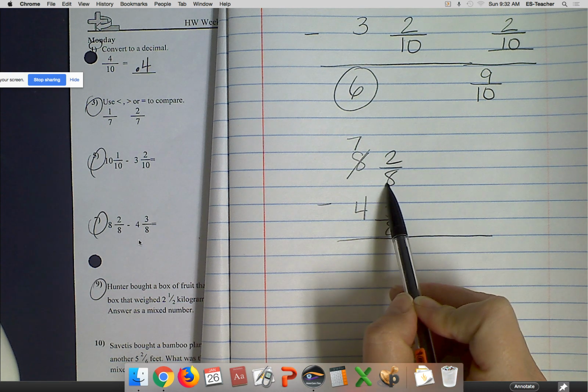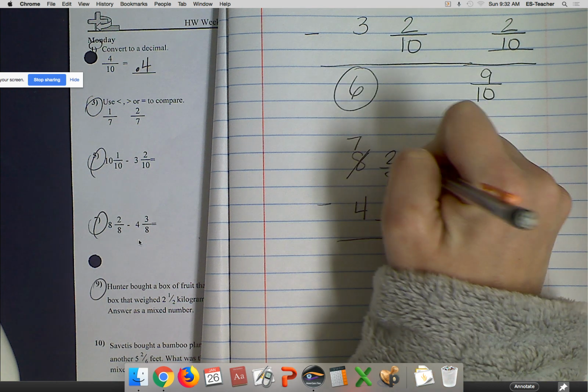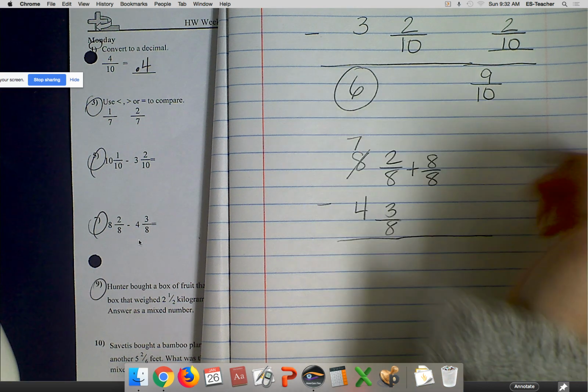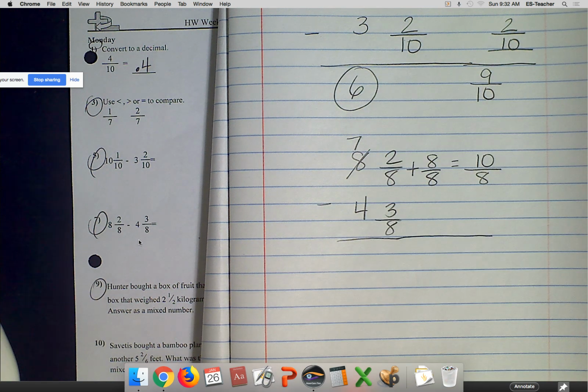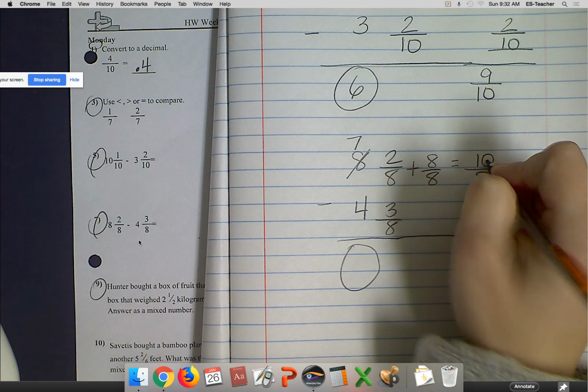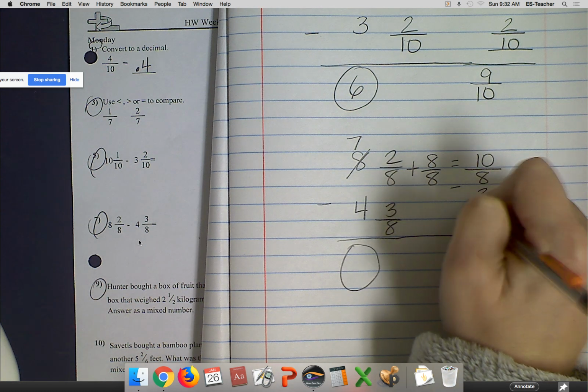I'm taking 1, and I'm going to put it over here. So I look at my denominator, and it's 8. So therefore, I'm going to add 8 over 8. And then that equals 10 over 8. And now I can subtract. I'm going to put a big circle here so I don't forget my whole number. So I have 10 minus 3/8.